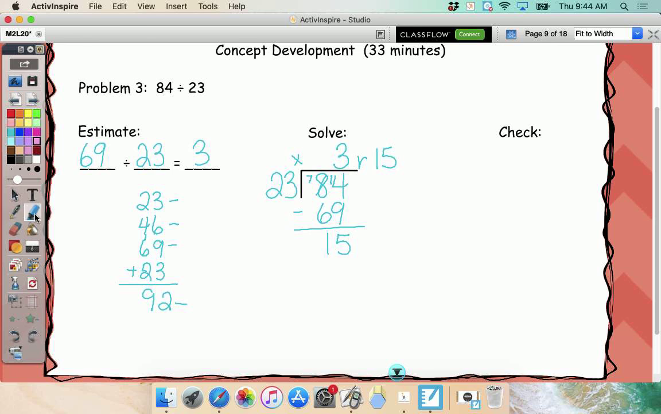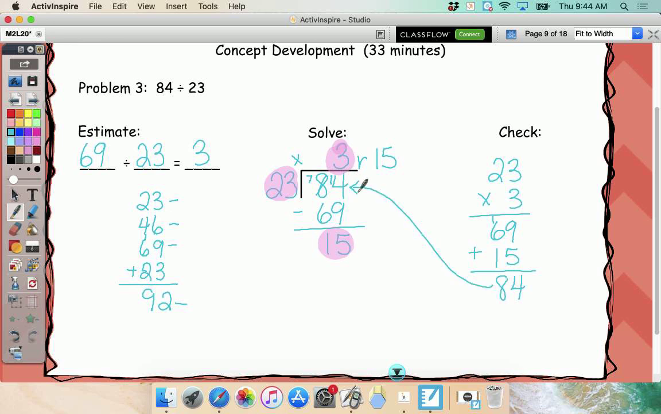Lillian, what would I highlight here? The 23, the 3 on top and 15 on top. Very good. I like how specific she was. Oziel, what is my multiplication problem? 23 times 3 equals 69. Oh, thank you. I didn't have to ask. And Cody, what do I do next? Add 15. Did I start with 84? Yeah. Oh, good. Okay.